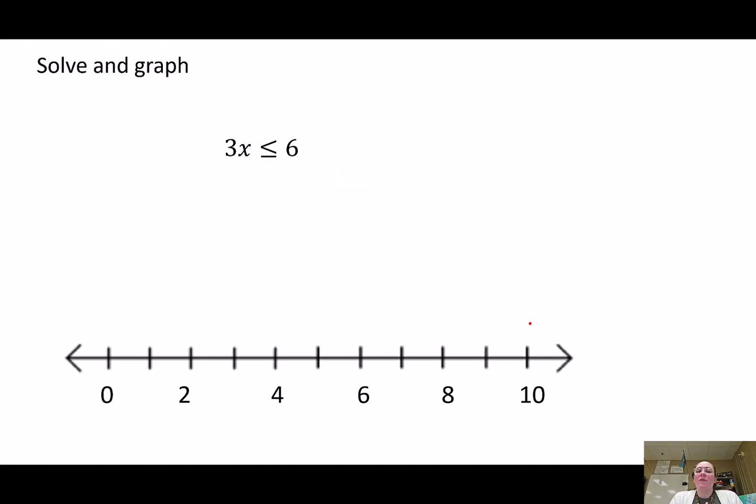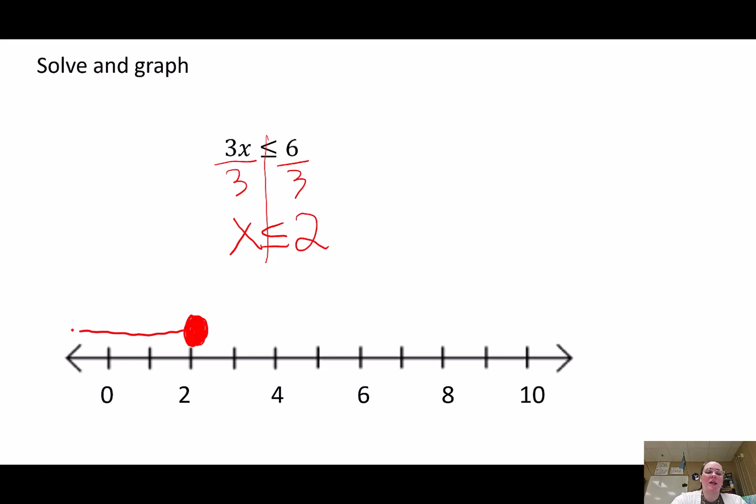All right, we've got 3x less than or equal to 6. So 3 is multiplying to x, so I have to do its opposite, which is to divide. So we get x is less than or equal to 6 divided by 3, which is 2. So we've got x is less than or equal to 2. So this means I'm going to have a filled in circle at 2. It's less than, so I'm shading to the left.